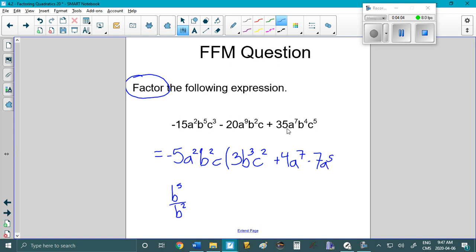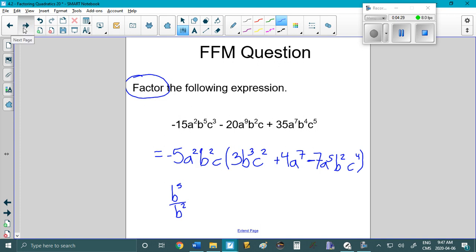b to the 4 divided by b to the 2 is b to the 2, or b squared. c to the 5 divided by c is c to the 4. Remember, if you have time, you can multiply this back through or expand it, and you should end up with what we started with. Feel free to pause, go back, and watch that again. You do have that option with this online video style lesson.